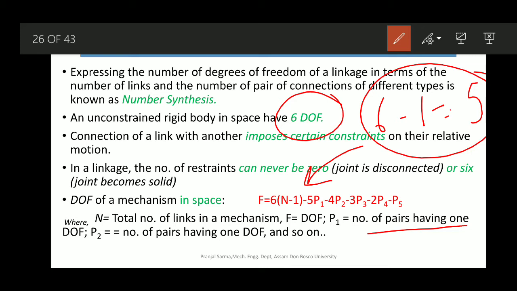Similarly, for the number of pairs having 2 degrees of freedom, in that case, if 2 degrees of freedom are there, that means 2 movements are possible and the other 4 movements are restricted. That's why 4 into p2. Similarly, if 3 degrees of freedom, the other 3 are restricted. If 4 degrees of freedom, 2 are restricted, and so on. Okay, I hope you have understood.